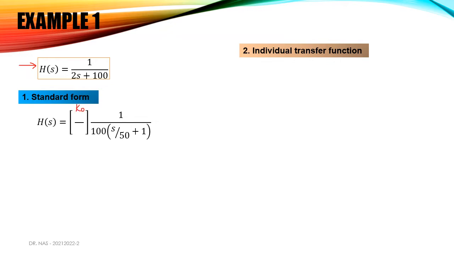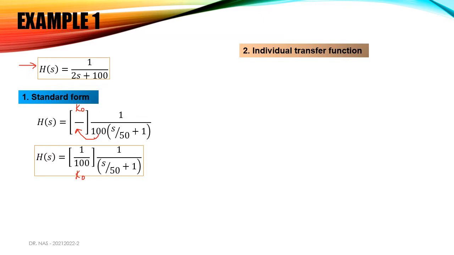You have to factorize the equation so that the s will be added by 1. In this case we took out the 100 as the factor, so the equation yields s divided by 50 plus 1 in the bracket. So now the 100 will be included in the constant. You get the standard form transfer function with k0 as the constant, and you have the components on top and at the bottom.